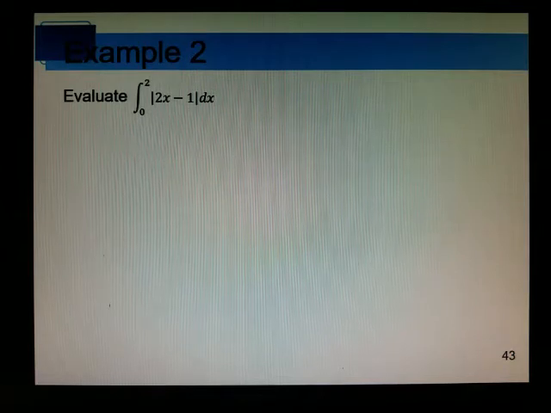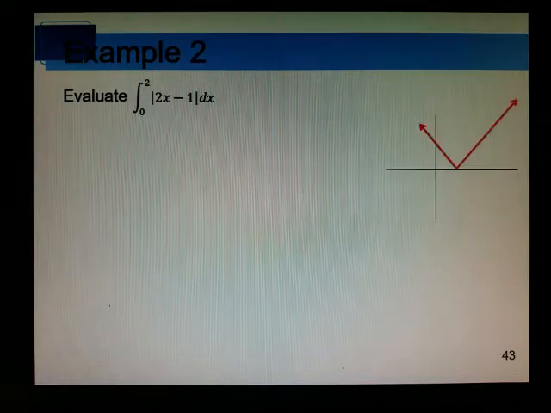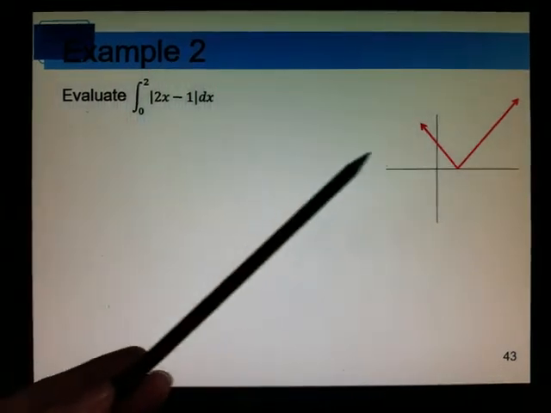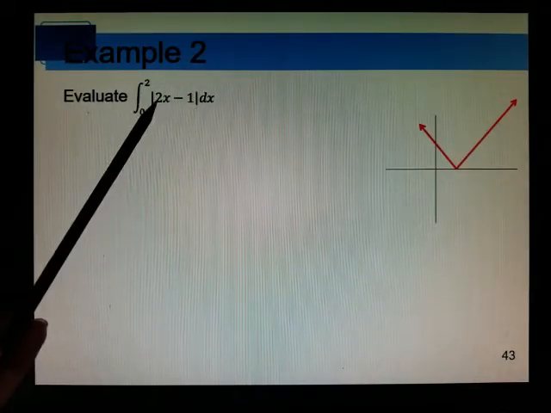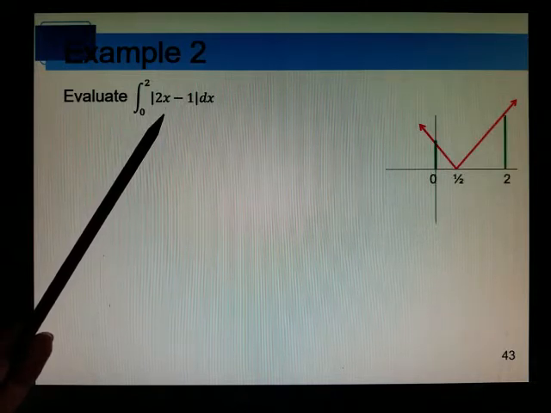All right, so we're supposed to evaluate the integral from 0 to 2 of the absolute value of 2x minus 1 dx. This is what the graph looks like. This would be a v-graph. We should know the absolute value gives us the v-graph. The vertex of it, if you take what's inside equal to 0, that vertex is at x equals 1/2.